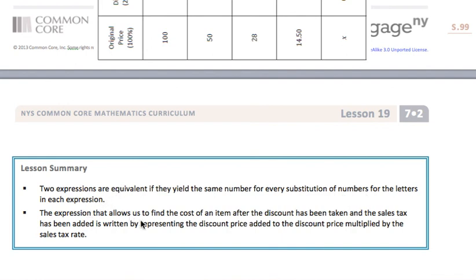The expression that allows us to find the cost of an item after the discount has been taken and the sales tax has been added is written by representing the discount price added to the discount price multiplied by the sales tax rate. So your sales tax is going to be multiplied by your discount price. And then you'll have to add the sales tax on to your discount price. Yes, it really is that complicated to go shopping.